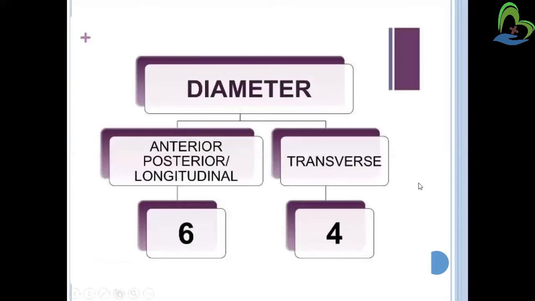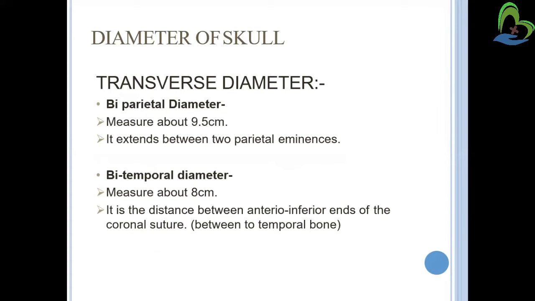Now we learn about the diameters. There are six anteroposterior diameters and four transverse diameters. First, the transverse diameters. The first is the biparietal diameter. It measures about 9.5 centimeters. It extends between the two parietal eminences. So between the two parietal eminences there is one diameter, and it's called the biparietal diameter.